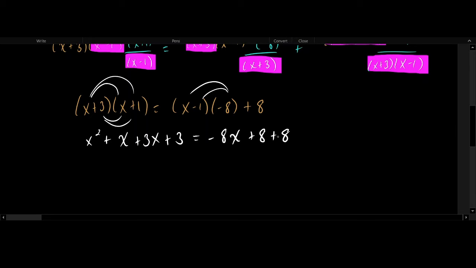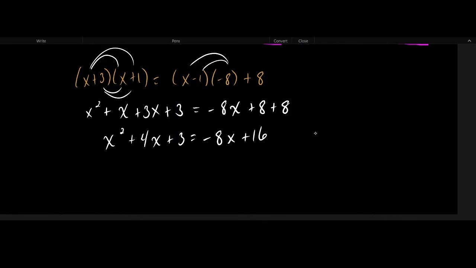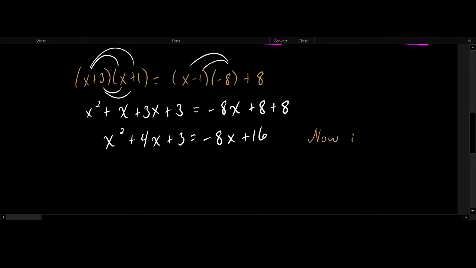Okay, now let's clean up just by combining a couple of like terms. For example, I don't need plus x and plus 3x. I can turn this into plus 4x. I don't need plus 8 and plus 8. I can turn this into plus 16. Alright, so now the equation that we have is quadratic, as indicated by the presence of the x squared in this equation.